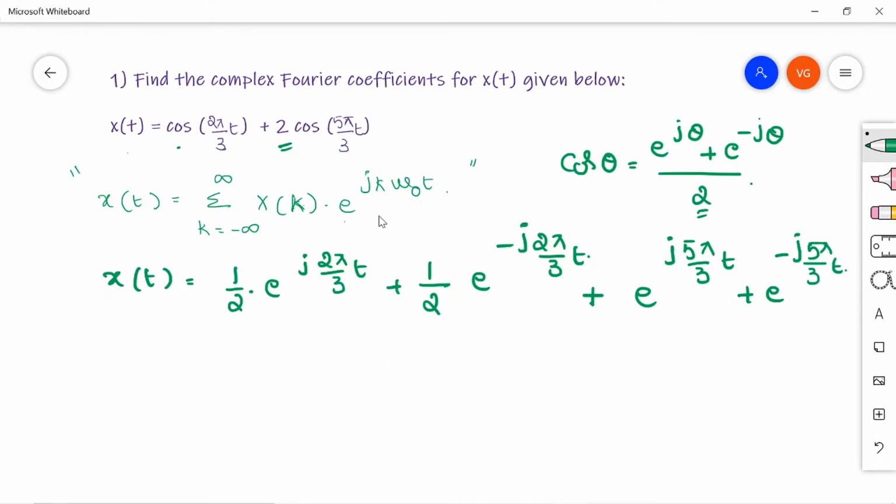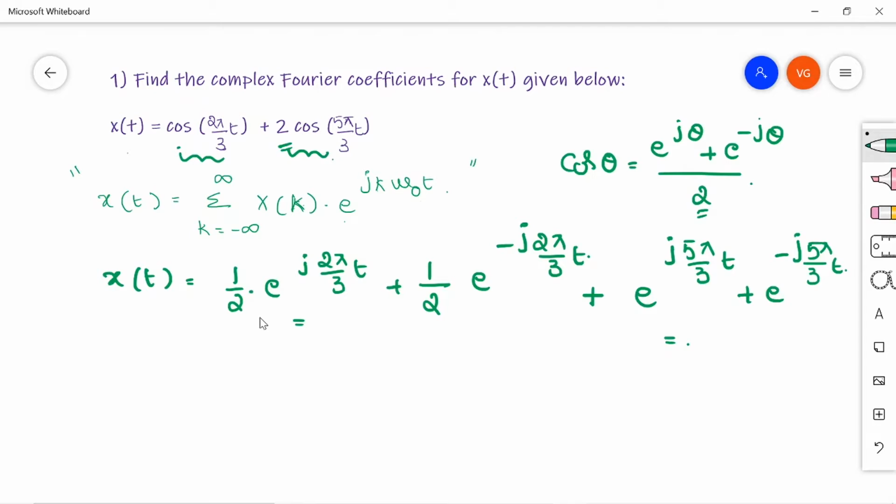So now we have to find out omega naught. If you observe, this is not in that format, right? So jk omega naught t. The common frequency we have to find out. So convert them into common frequency. To find out the common frequency, let us compare the given two signals and find out the frequencies. So it's a combination of two signals, right?